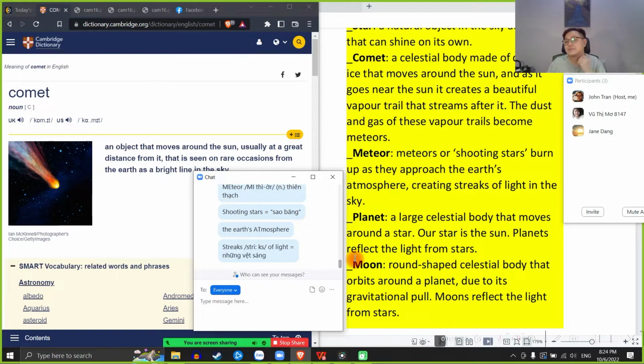Ok, planet. Planet, a large celestial body that moves around a star. Our star is the sun. Our star is the sun. Planets reflect the light from stars.